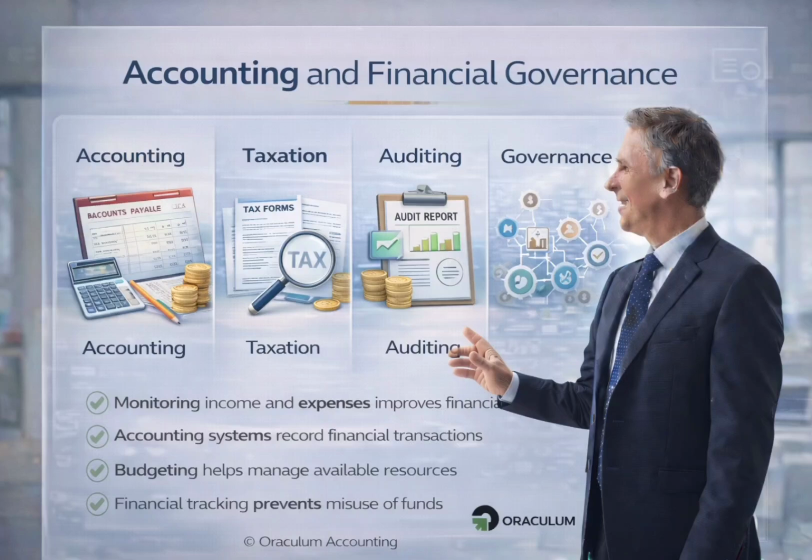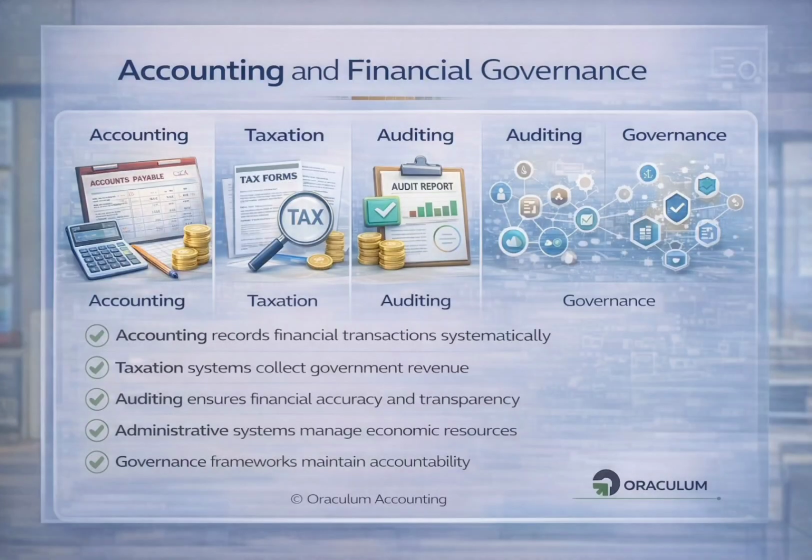The evolution of financial governance led to the development of accounting, taxation, auditing, and administrative systems. As trade and governments expanded, systematic record-keeping became necessary to track resources, collect revenues, and ensure accountability. Over time, these systems developed into structured disciplines responsible for managing and monitoring economic resources within societies.